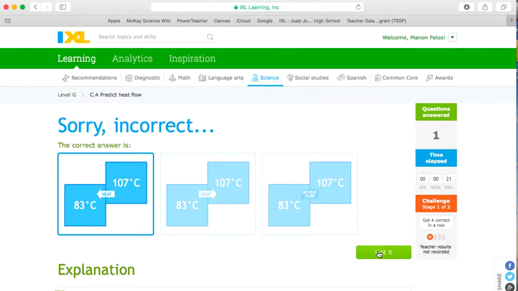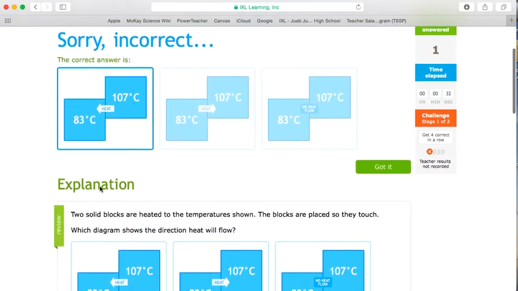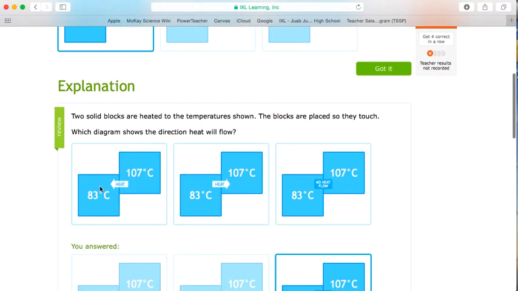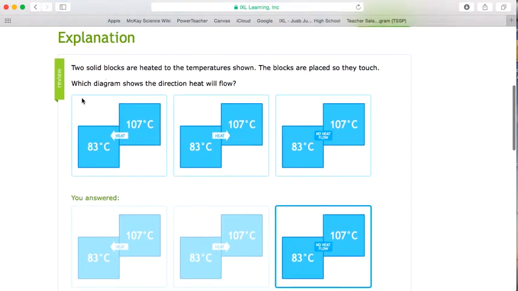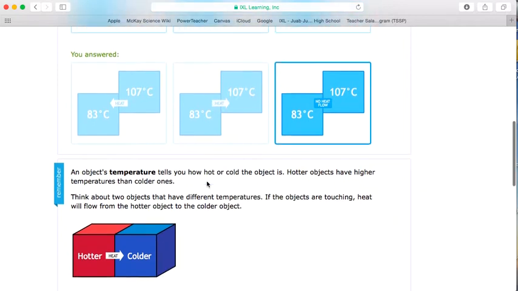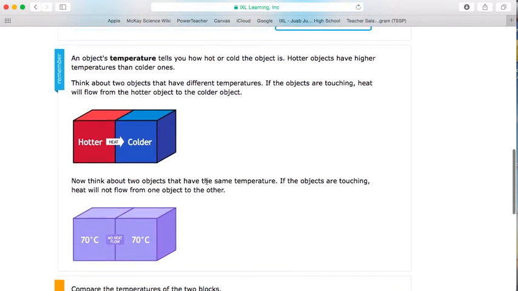Instead of just clicking the got it button and saying, oh, I got it wrong, let's just move on, a student can use this to learn about heat flow, even if they've never heard about it before. They would scroll down to the explanation. Here it shows the question and which one we answered. And then it gives a lesson.